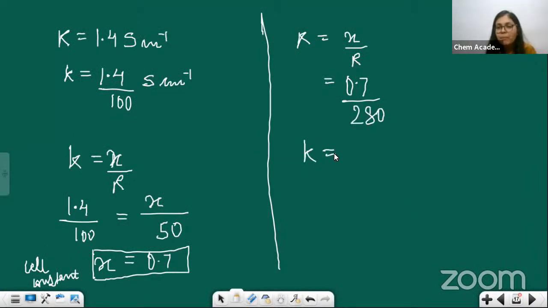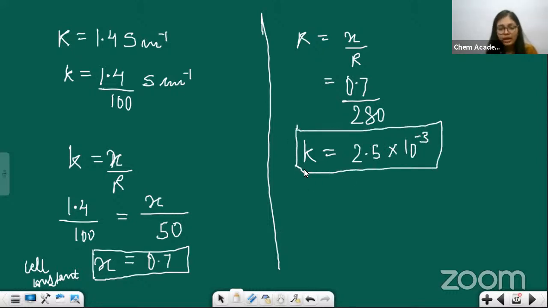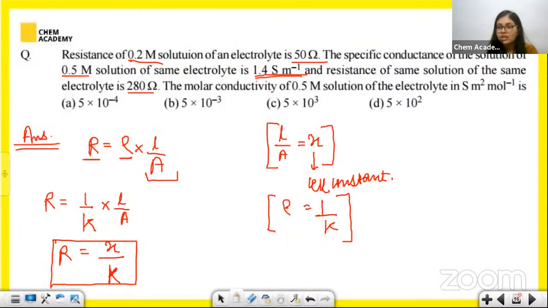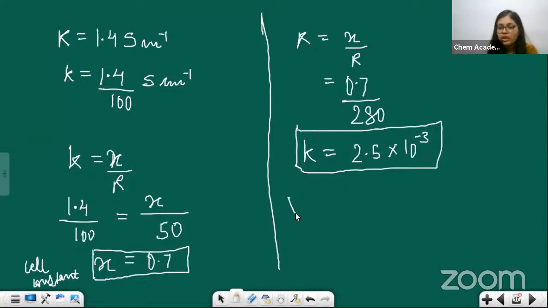So what is this new kappa going to be? The value for this new K is going to be 0.7 divided by 280, which is 2.5 into 10 raised to the power minus 3. This is the new value of K. Now, what did we have to finally calculate? We had to calculate the molar conductivity. What is the formula for molar conductivity? The formula for molar conductivity is lambda m equals K into 1000 divided by molarity.